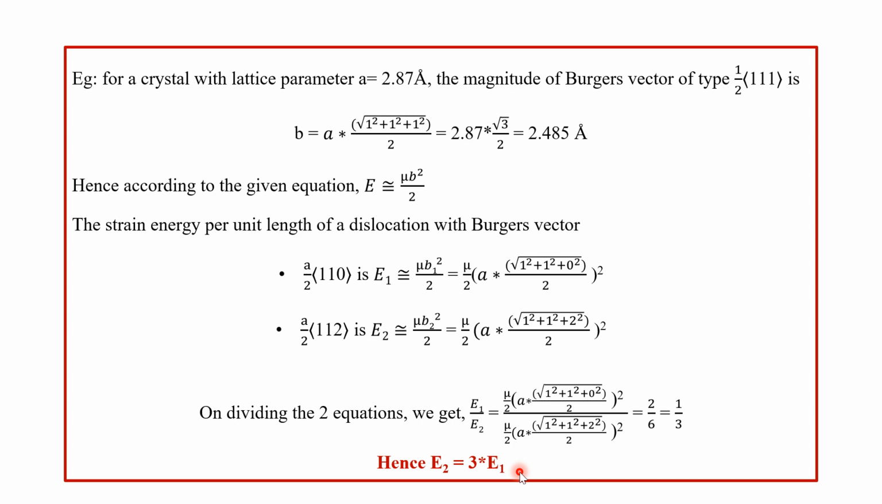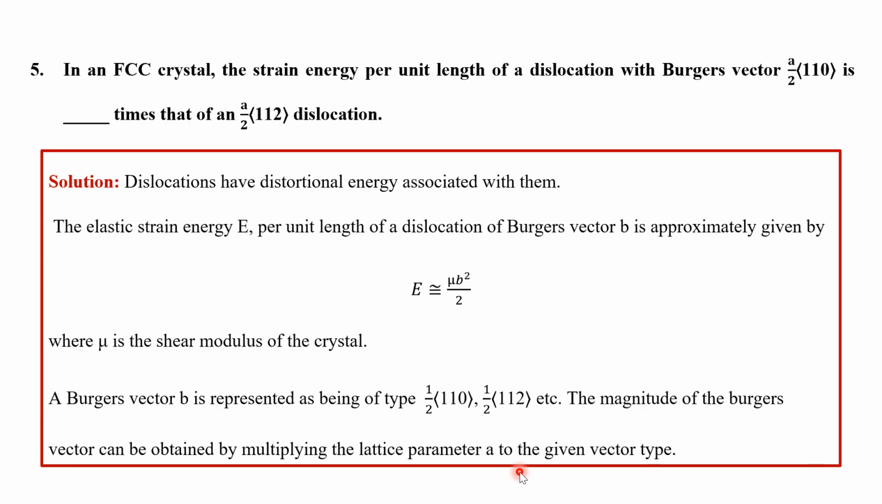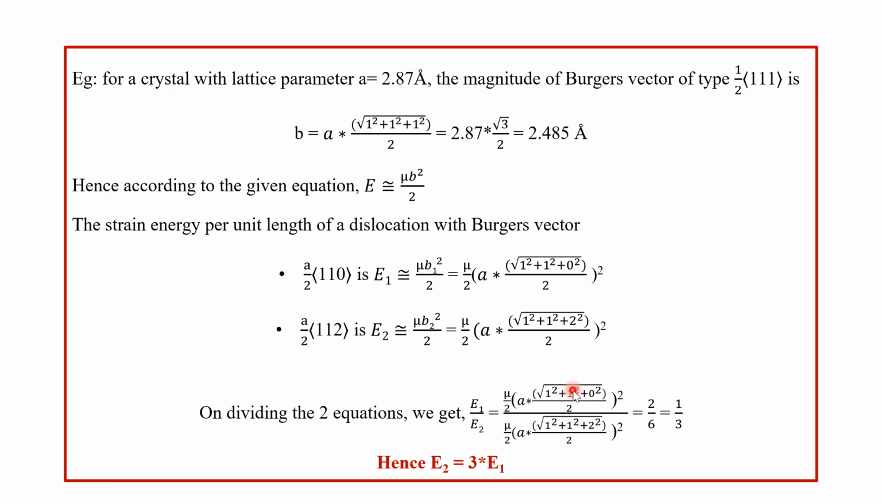Is it clear? The question was, we have to find out the strain energy per unit length of a dislocation with a given Burgers vector, as a multiple of the Burgers vector of the dislocation for this one. So this is what we took as E1. E1 is how much? 1 by 3 times the energy of dislocation 112. That will be the answer. Is it clear? So this is how we find out the strain energy ratio if the Burgers vector is given. These questions are usually asked for 2 marks in the GATE examination. So I hope it is clear.